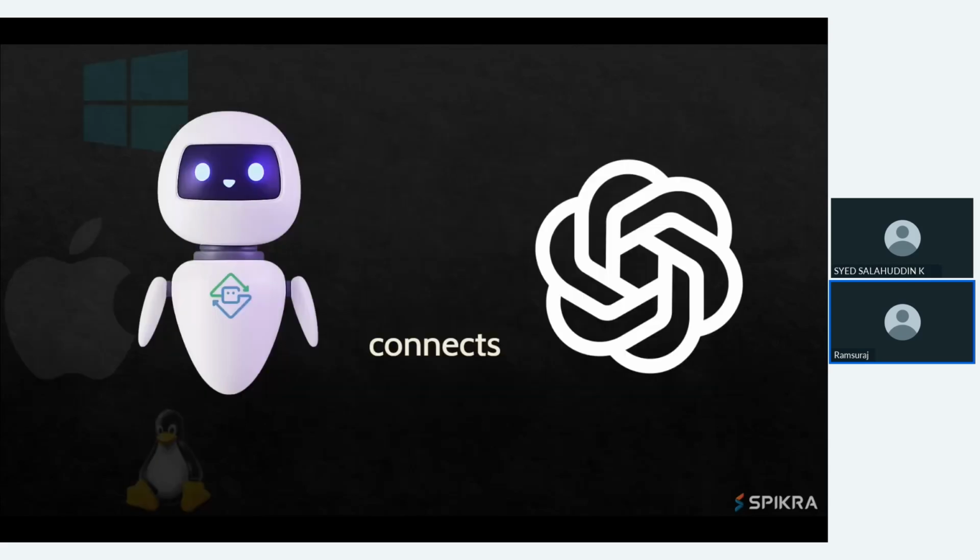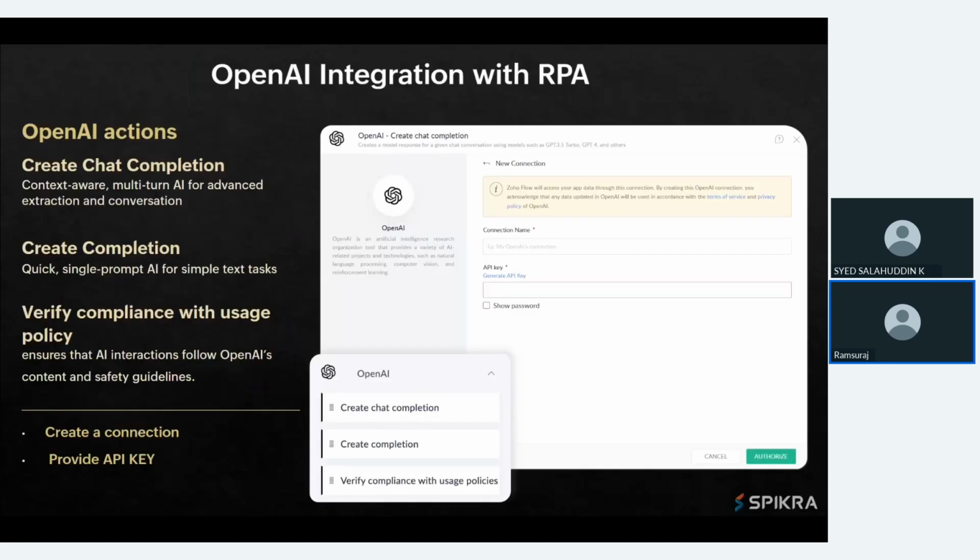So, integrating with OpenAI in the RPA flow. You have two main OpenAI actions available: create chat completion and create completion. The third one is verify compliance with usage policy. I'm coming to that later. Before that, I'll be explaining create chat completion and create completion.